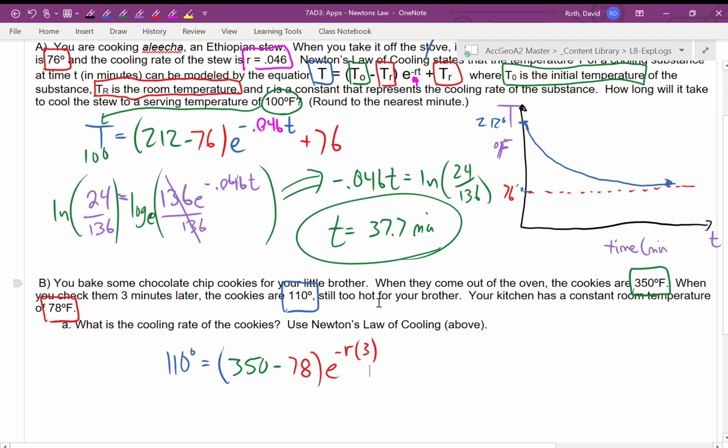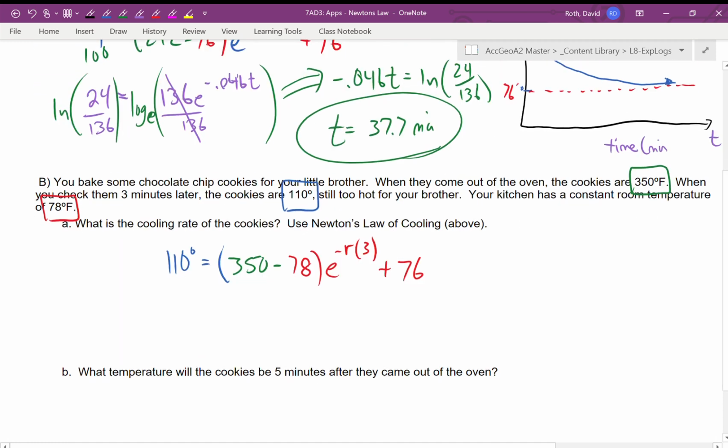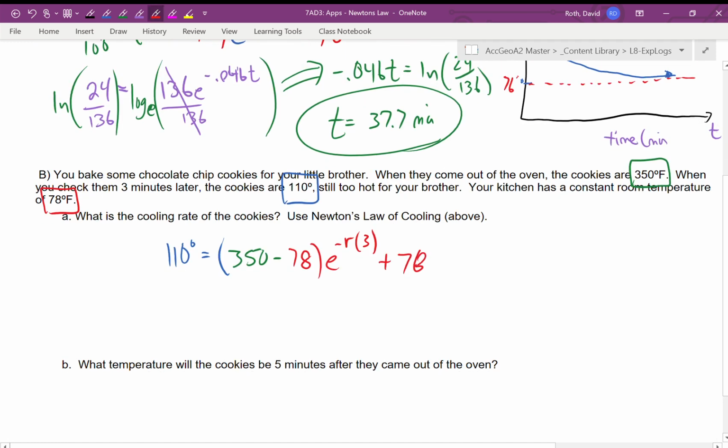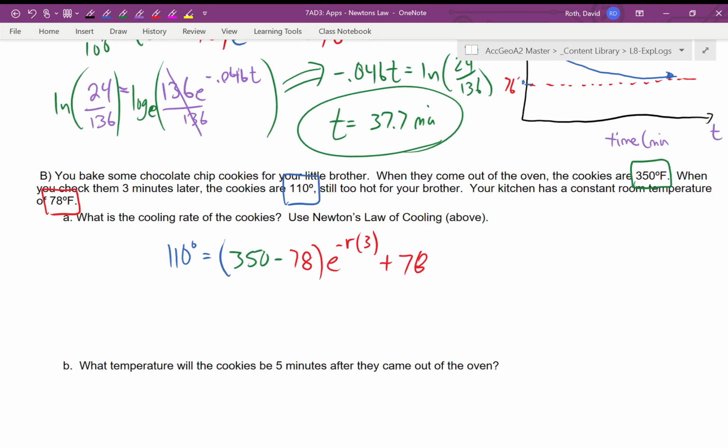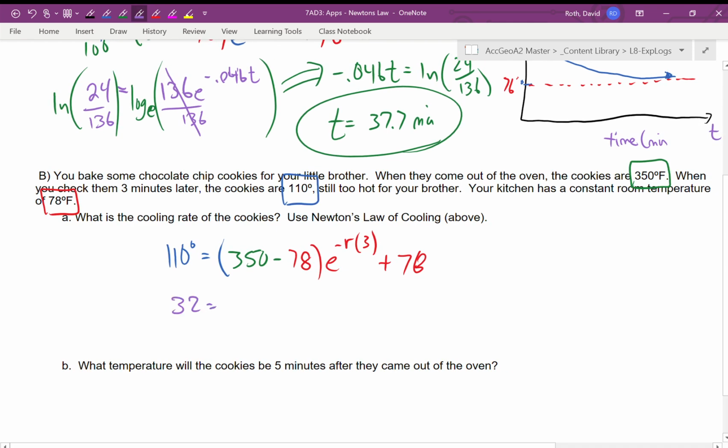And then plus TR is 78. Okay, no, not 76, 78. Let's start doing some subtracting and plugging around. Let's subtract 78. That'll give me 32 is equal to 350 minus 78, which is 272, and then that's e to the negative 3r. What should I do to both sides? Divide by 272.